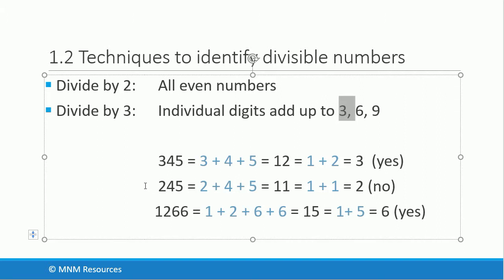Let's look at the second example, 245. 2 plus 4 plus 5 gives you 11. 1 plus 1 gives you 2. So no, it doesn't add up to 3, 6, or 9. So 245 is not divisible by 3. Let's look at the third example, 1266. 1 plus 2 plus 6 plus 6 is equal to 15. 1 plus 5 is equal to 6. So yes, the individual digits add up to 6. In this case, 1266 is divisible by 3.